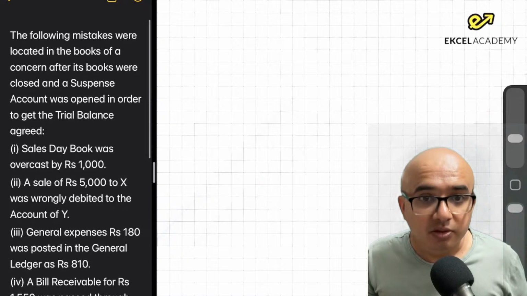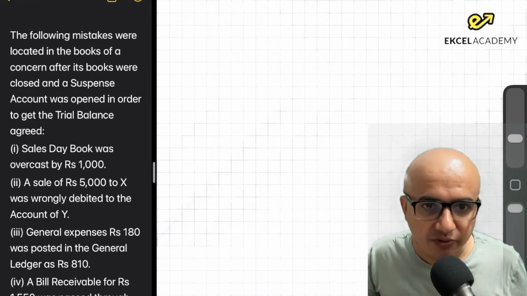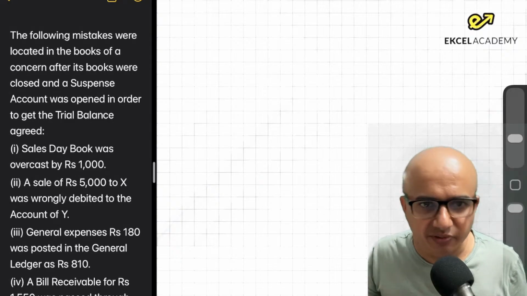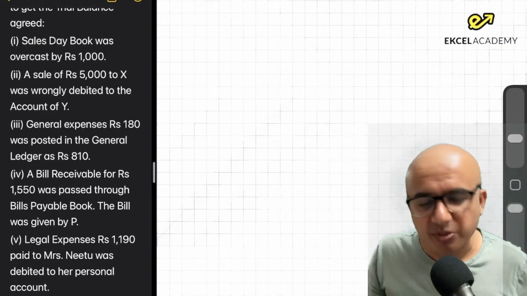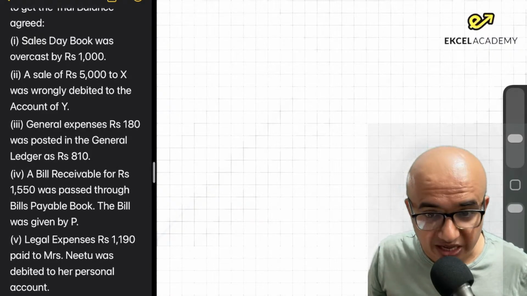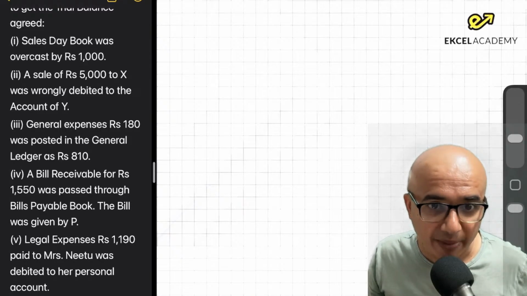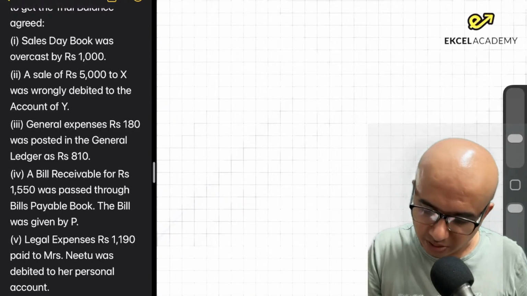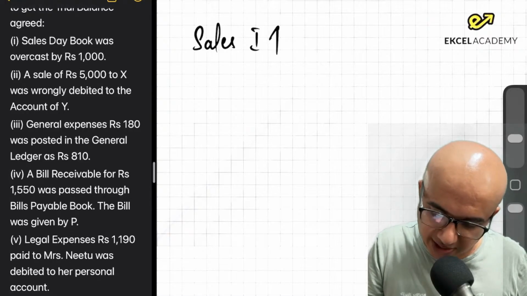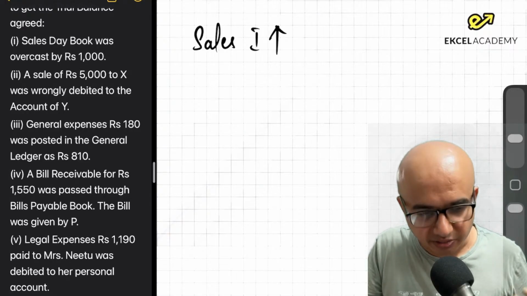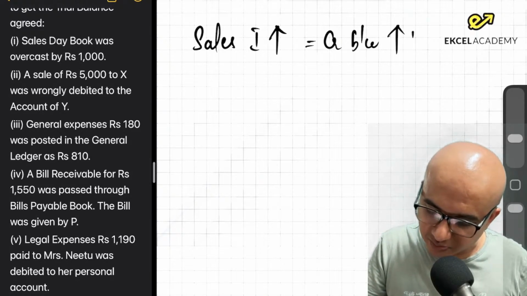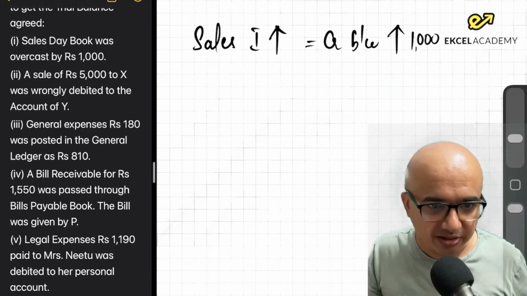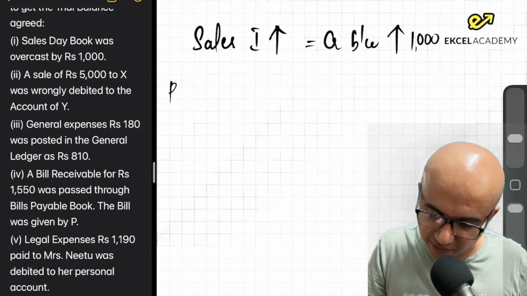Let's read. The following mistakes were located in the books of a concern after its books were closed and a suspense account was opened in order to get the trial balance agreed. Fine, so a similar premise. Sales day book was overcast by rupees 1000. That means there is an increase in the balance with respect to the sales day book, so the sales account shows an extra balance of rupees 1000. Sales is what of the business? Income. And income should be credited when it gets recorded, so it will always have a credit balance. That credit balance is more by 1000, so decrease it by debiting. Very simple.